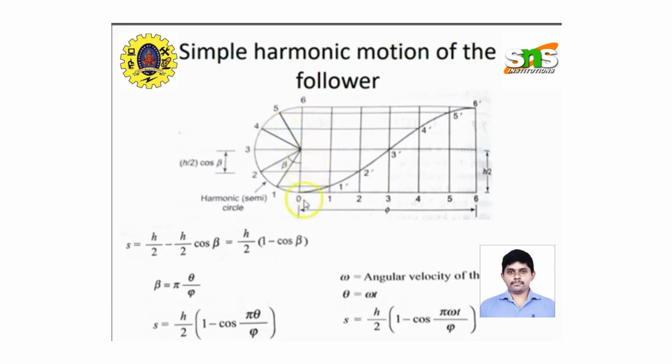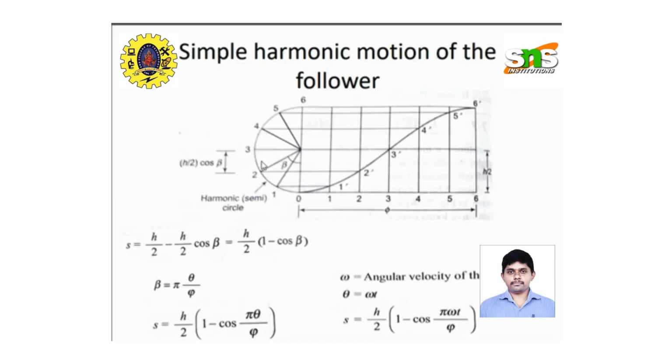The first one is 0, the second is the first line, the third is the second, and then the fourth, fifth, sixth and seventh. Since the semicircle has 180 degrees, we divide 180 by 6, which means each division has 30 degrees. The same number of divisions that we make in the semicircle, we need to make in the crank angle also.